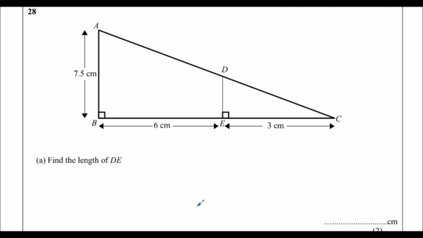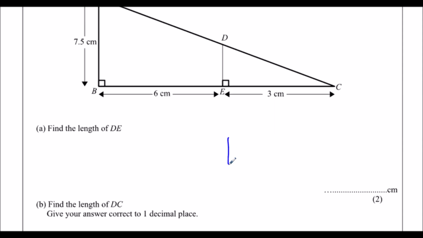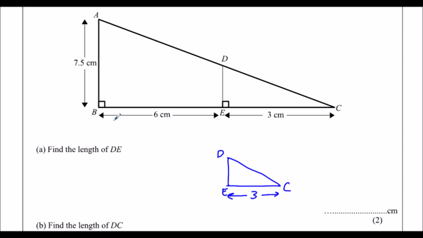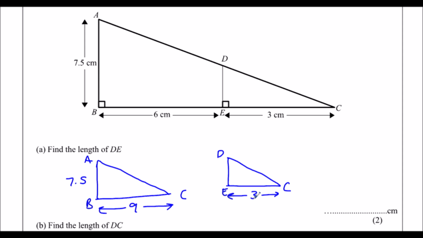Question 28. Find the length of DE. So we've got similar shapes here. We've got a small triangle DEC with a base of 3 centimeters. And we've got a big triangle ABC with a base of 6 plus 3, 9 centimeters. So what's the scale factor? To go from the big shape to the little shape, we divide by 3. We look at the two common sides, 9 and 3.